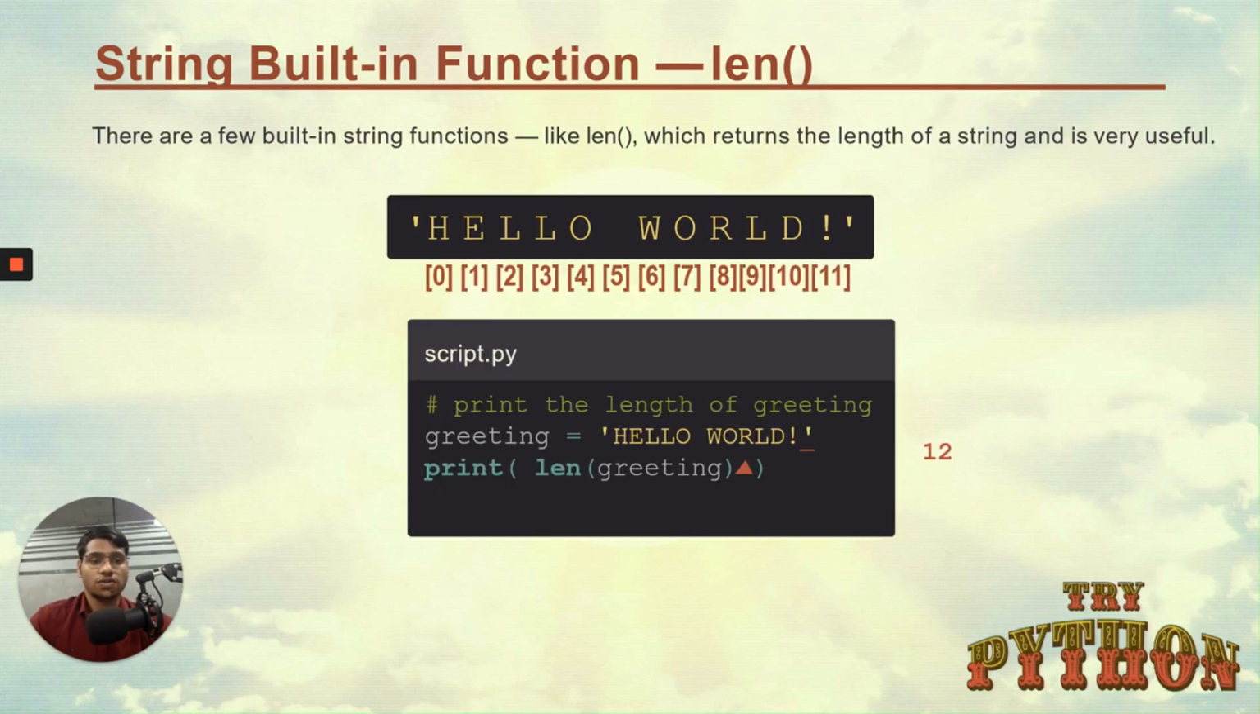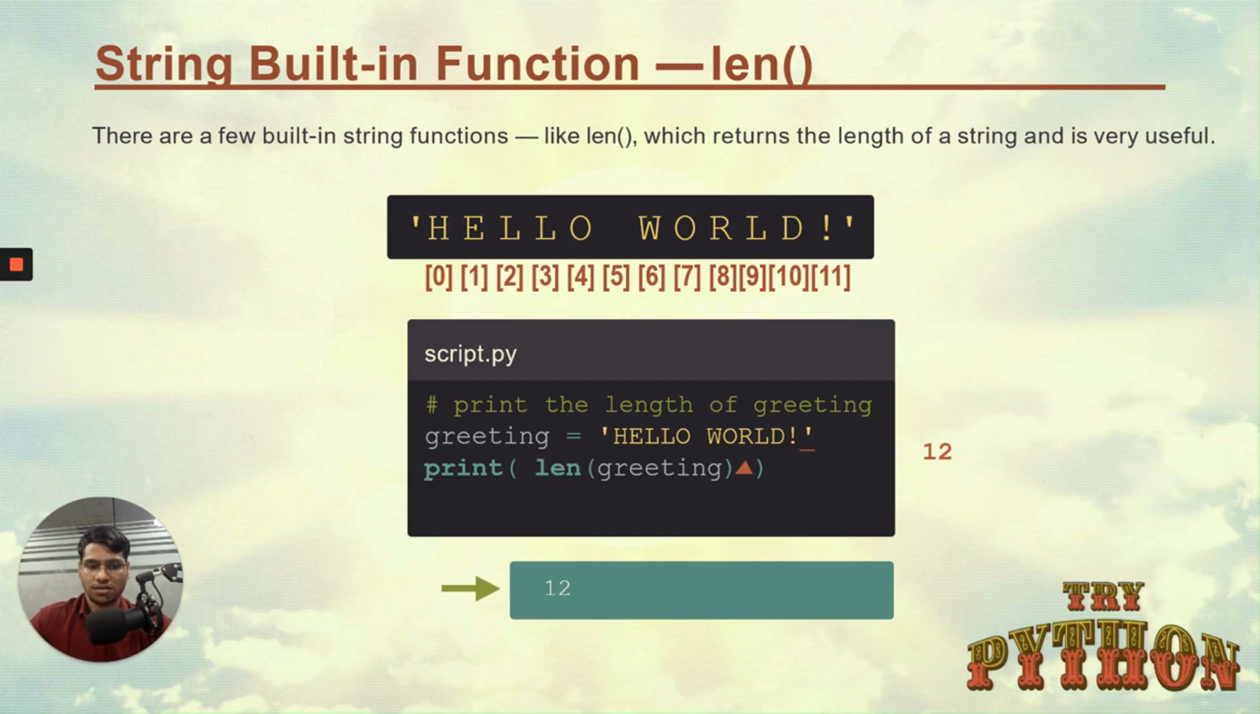Now there is another function called length, len. This function tells us how many characters are there in the string. Now in this string there are a total of 12 characters. So if I write len round bracket greeting, it will give me 12.